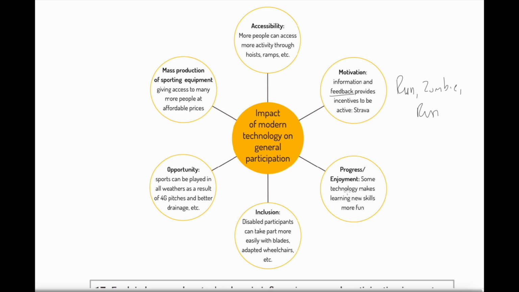Progress and enjoyment: some technology makes learning new skills more fun. That one's a nice one for my example. Inclusion: disabled participants can take part more easily with blades and adaptive wheelchairs. That inclusivity point is a really important one. Opportunity: sports can be played in all weathers as a result of 4G pitches, so we get fewer cancellations. Mass production of sport and equipment: we've got more affordable prices for high technology.